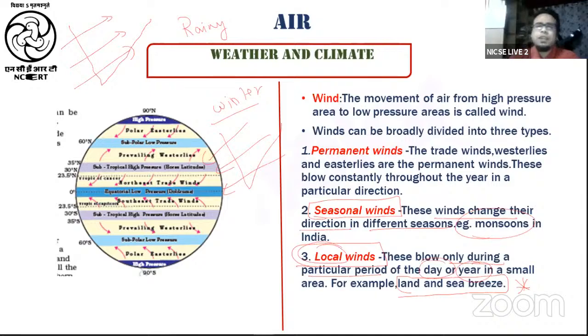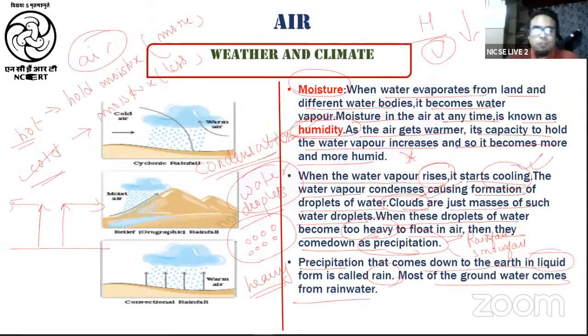What are winds? Winds are nothing but the air which is blowing horizontally along the surface of the earth from high pressure to low pressure areas. And there are 3 different types of winds. We have permanent winds, seasonal winds, and then local winds. And the permanent winds are of 3 types. We have trade winds, westerlies, and then the easterlies, right?